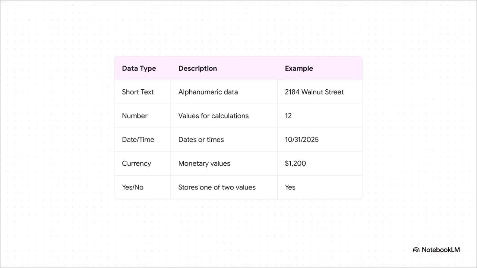So, when we're building our tables, we can't just throw information in willy-nilly. We have to assign a data type to every single field. This basically tells the database what kind of information to expect. Is it text? Is it a number you can do math with? Is it a date? This forces everything to be consistent, and trust me, it prevents so many errors, like someone trying to type the word 12 in a field that's meant for the number 12.